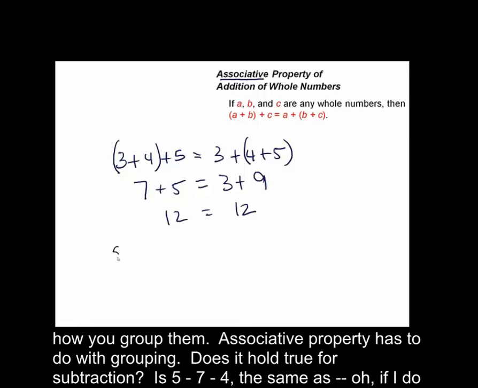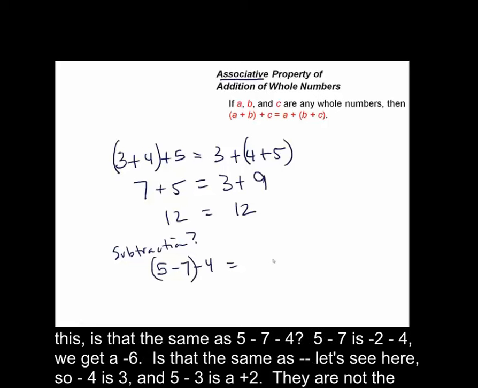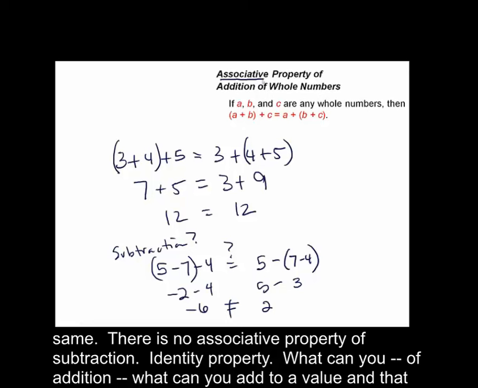Does it hold true for subtraction? Is (5 minus 7) minus 4 the same as 5 minus (7 minus 4)? 5 minus 7 is -2, minus 4, we get a -6. Is that the same as, let's see here, 7 minus 4 is 3, and 5 minus 3 is a +2. They are not the same. There is no associative property of subtraction.